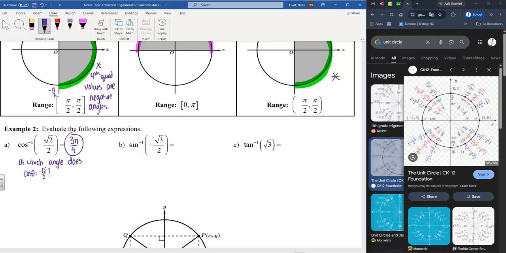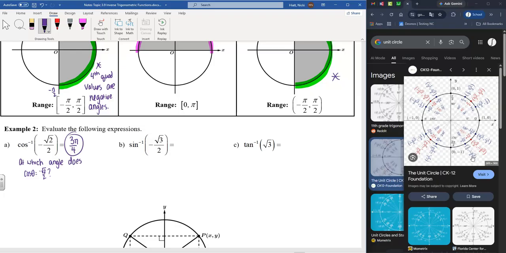Okay. For B, inverse sine of negative root 3 over 2 is saying, at which angle does sine equal negative root 3 over 2? Now, for sine, we're only looking in the first and the fourth quadrant. Okay, so we're looking in these quadrants. We're looking at our y coordinates. We're looking for negative root 3 over 2. Here it is at 5 pi over 3.